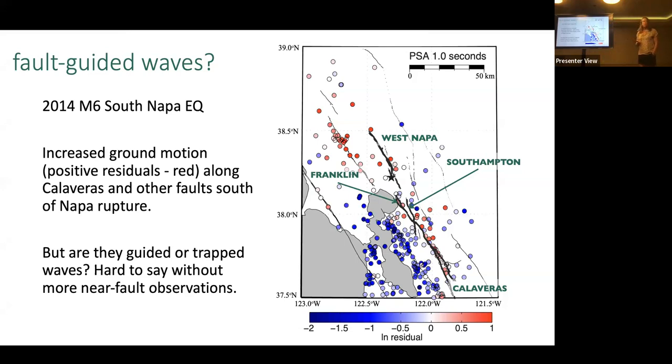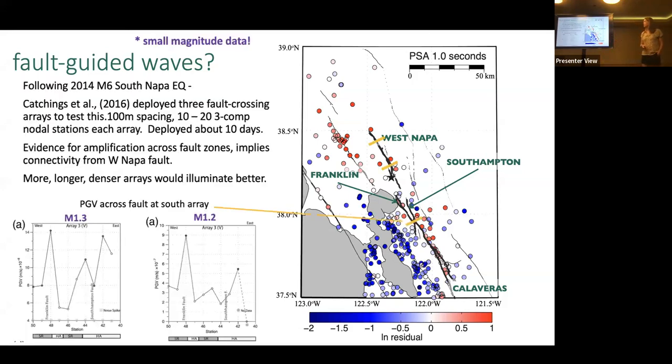So the question was, are there fault guided waves? At this scale, I think it's really hard to say what's going on, right? So obviously, I think if we had denser arrays, we could look at this in more detail. So Rufus Catchings et al. went out after the South Napa earthquake and deployed 3 arrays, very similar to the proposed RuFZO layout. I'm just going to talk about this one because I think that's the most interesting for what I was looking at.